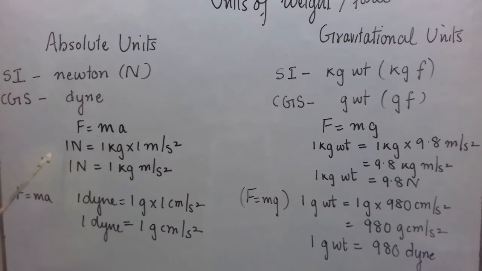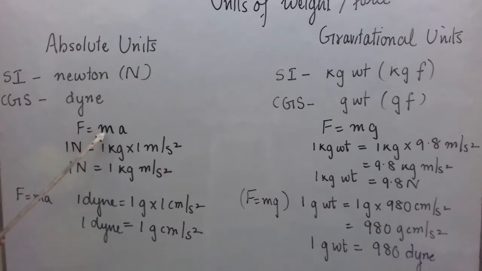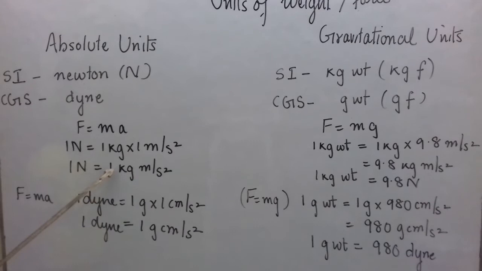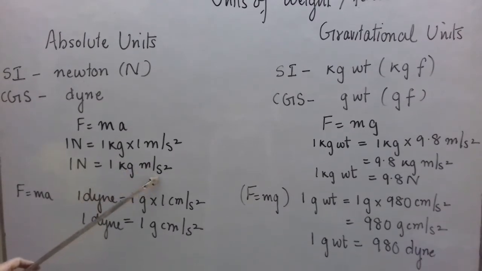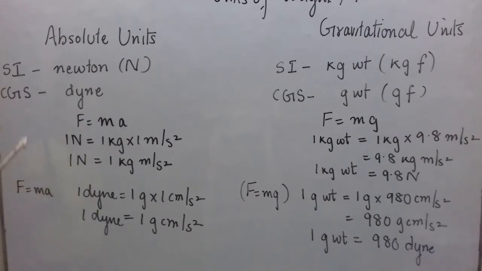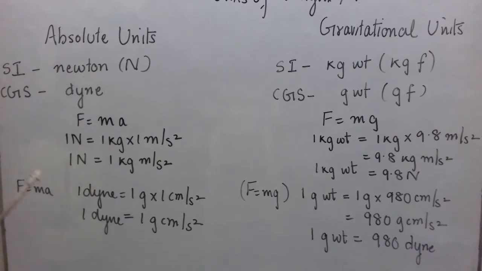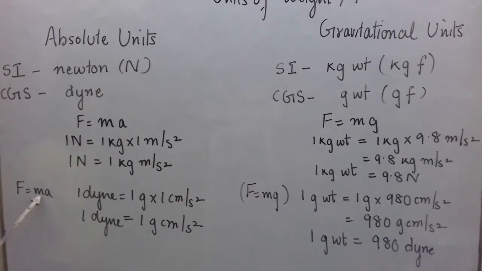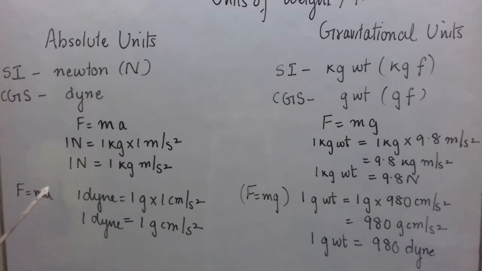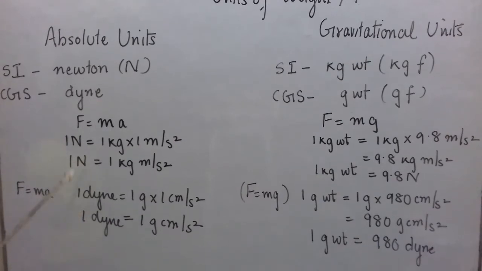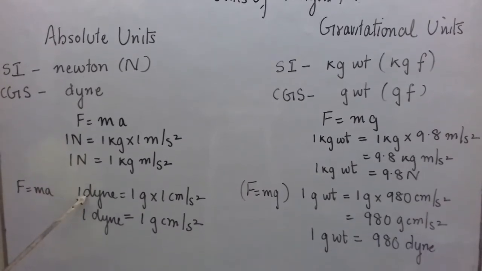And hence from the definition, when we put each value equal to 1, we get 1 Newton is 1 kg meter per second square. Similarly, we have earlier also defined the CGS unit of force, that is dyne. Again, by using the same F = ma, when we take mass to be 1 gram and acceleration to be 1 centimeter per second square, we get the force is 1 dyne. So, you know the definition of dyne.